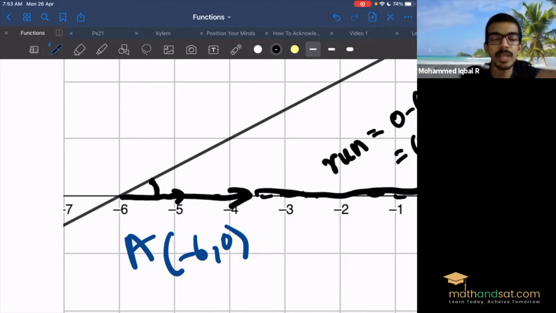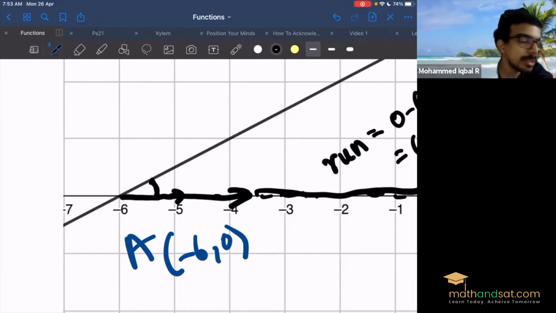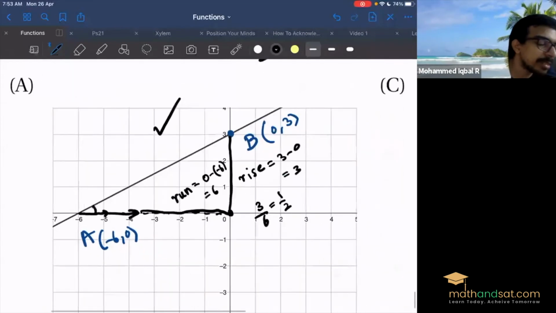And if this angle made by the line with the positive direction of x-axis is obtuse, it's not negative, it is obtuse. If the angle is obtuse, the slope will be negative. So in this case, see this.